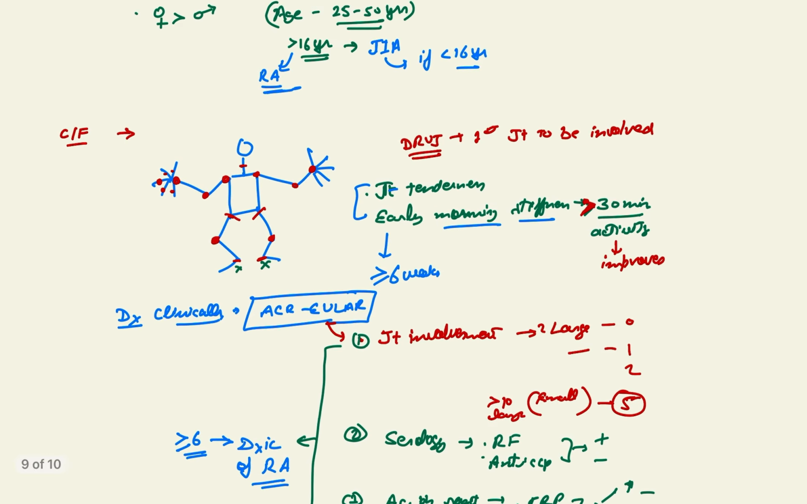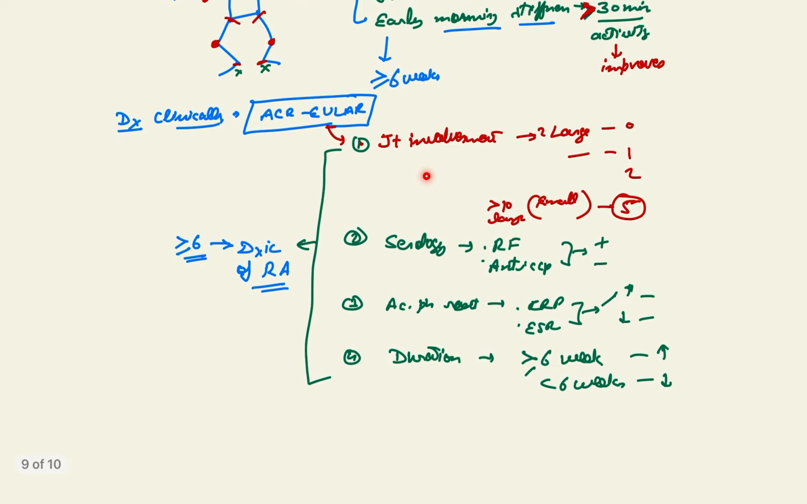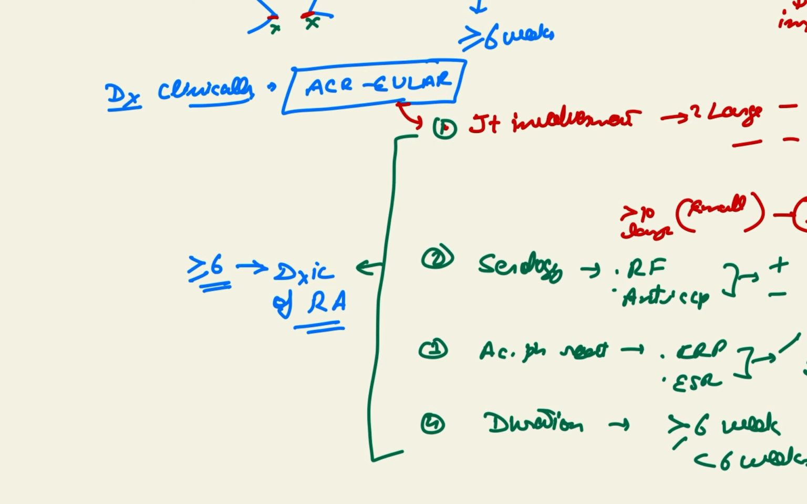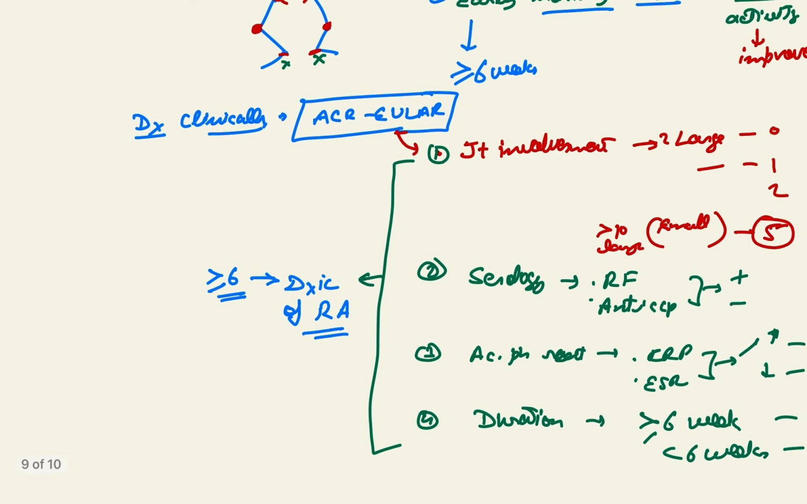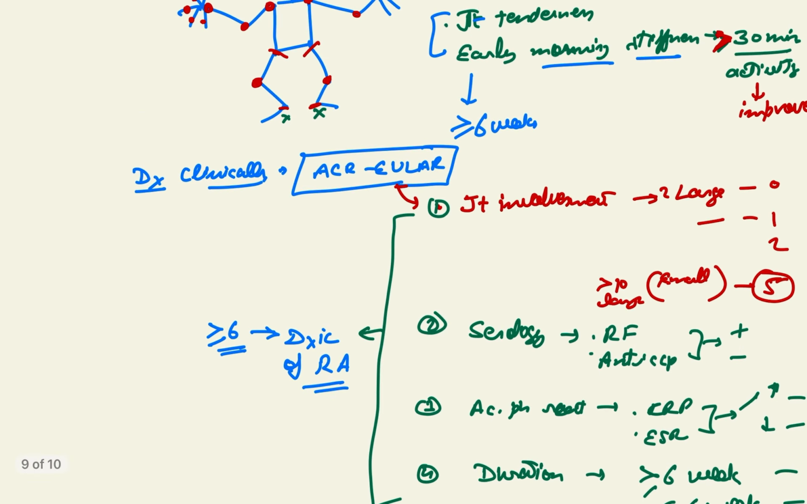So the patient comes with a distal radial joint involvement, the early morning stiffness is there, more than 6 weeks, we calculate the score for the number of the tender joints involved, the serology, the acute phase reactants, and the duration of the disease. If it comes more than 6, then we will diagnose the patient as a patient of rheumatoid arthritis. Right. More characteristically, there is the involvement of the PIP, that is the proximal interphalangeal joint. Only that are the typical findings.